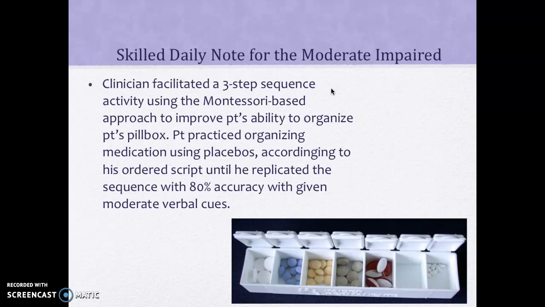And of course, with his impairment and his level, I would be giving him moderate verbal cues. And of course, the visual stimuli with the calendar would also help as well.